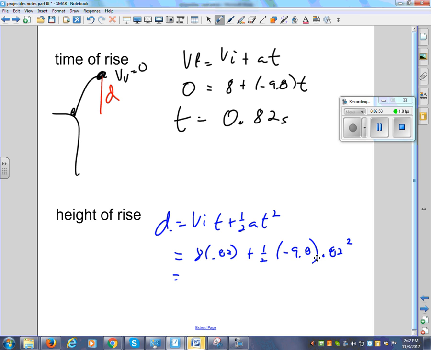But it's also slowing down, isn't it? So it's going to travel less. So the negative is very important here. That's what I'm getting at.